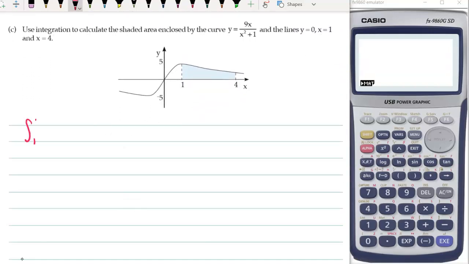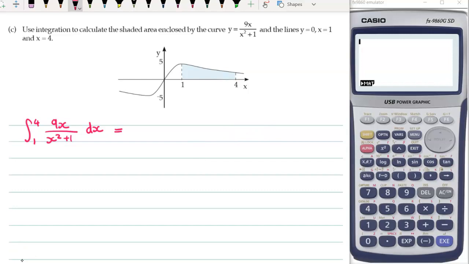Part C, we want the shaded area, so integrate between 1 and 4 of 9x over x squared plus 1. Now when you've got a fraction to integrate, your first check should be is the power of the top less than the power of the bottom, which it is, which means that the top is some form of the derivative of the bottom. If we differentiate the bottom, we get 2x. So to make that 2x into a 9, we would need to times it by 4.5. Or if you like, it's 9 over 2.